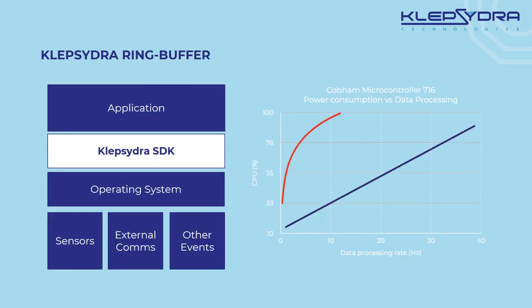The Klepsydra SDK lies between the operating system and the application. It is designed to simplify the implementation of code that collects and acts on data from multiple sources, such as sensors, external communications, and other events. Its goal is to perform operations faster and more reliably than using traditional locking mechanisms.